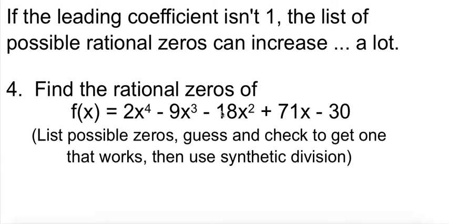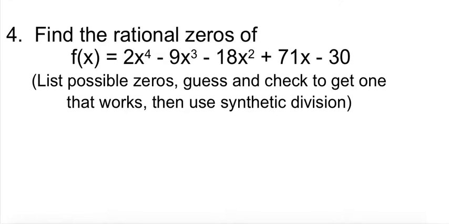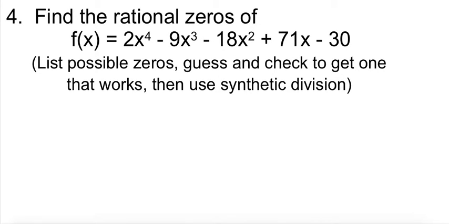All right, continuing on with the same game. If the leading coefficient is 1, the list of possible rational zeros can increase a lot. It's a lot more work, but that's okay. A little hard work never hurt anybody. So we want to find all the rational zeros of this function.